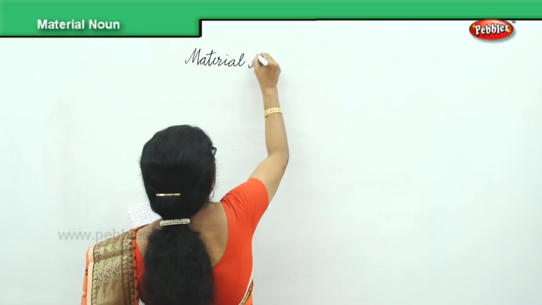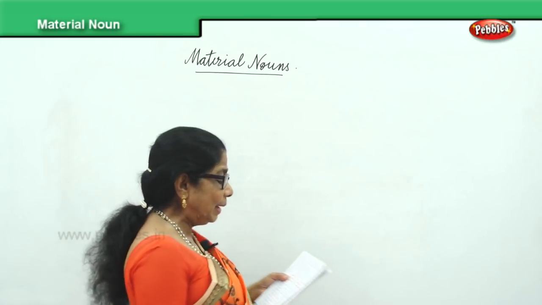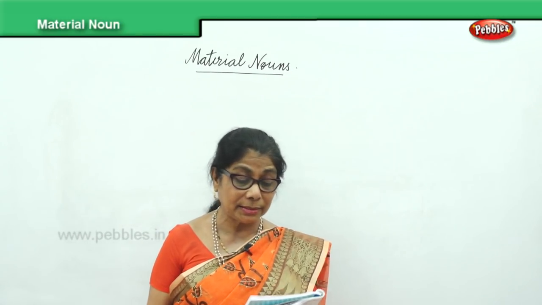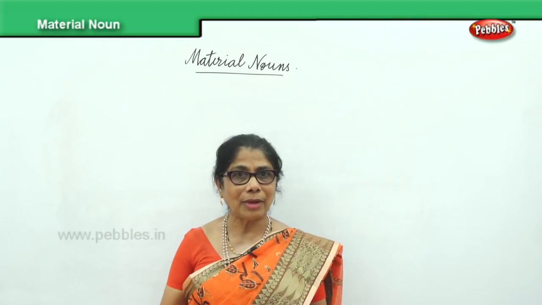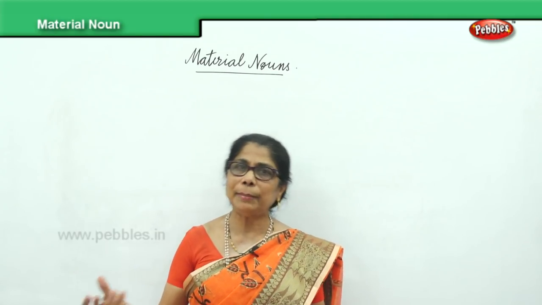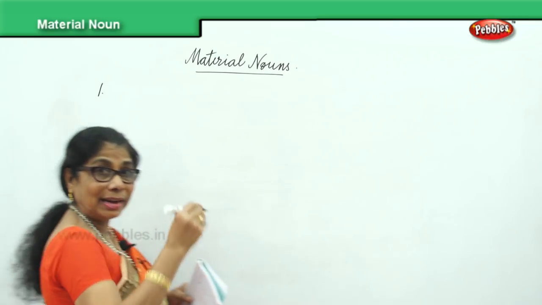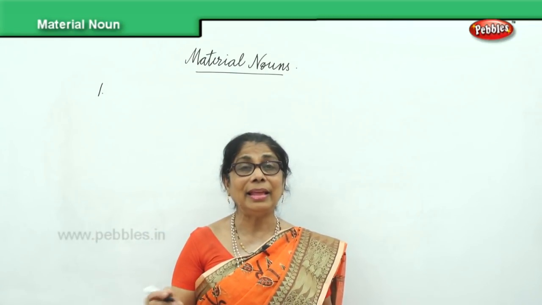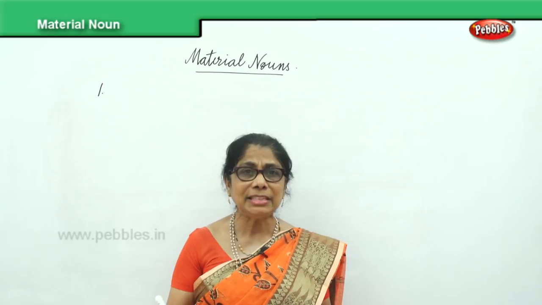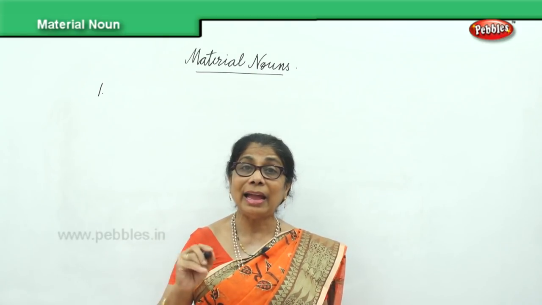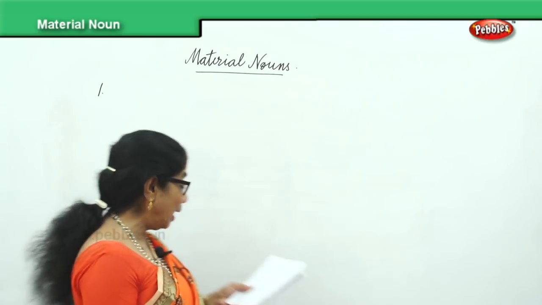Material nouns. What is a material noun? A material noun is the name of a matter or substance from which things are made. Iron, you can make a lot of things. Wood, you can make furniture, like that. Now, I'll put up a few sentences for you. I will write down. From there, you can identify. Grammar is practice. You say collective noun, my goodness. Material noun, it's very simple. All you need is to read, identify, recognize.